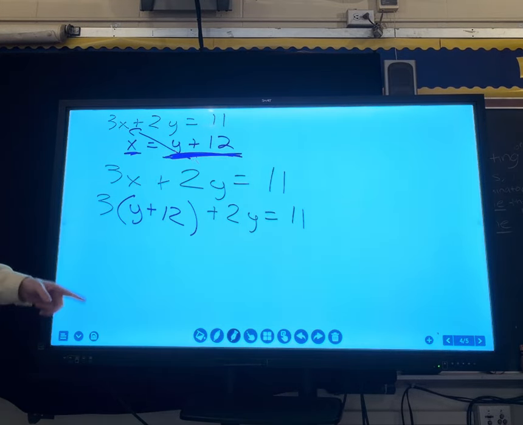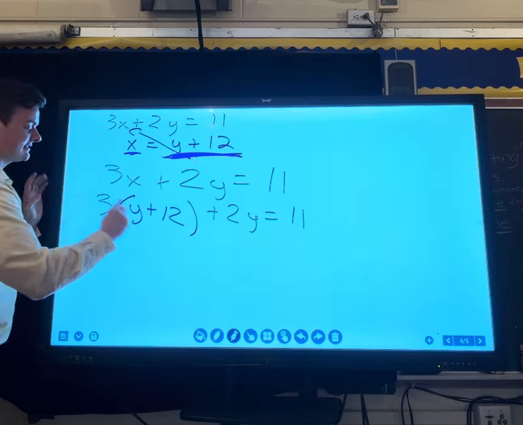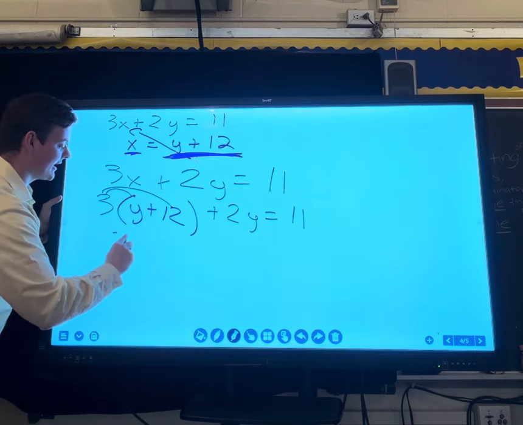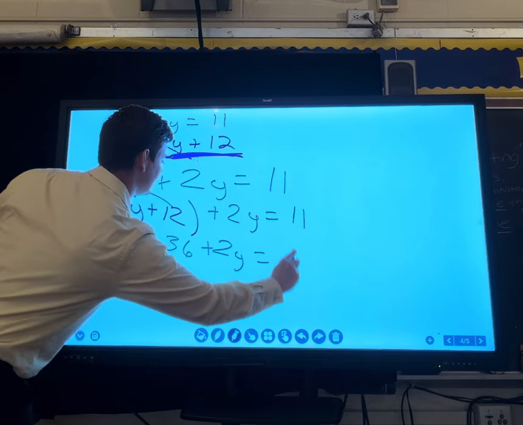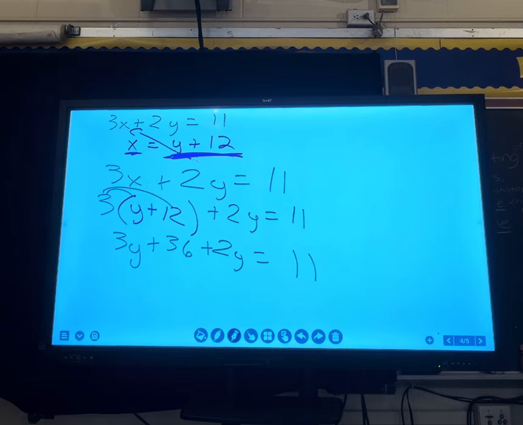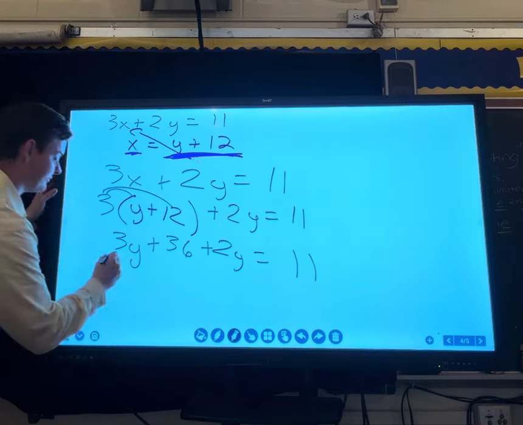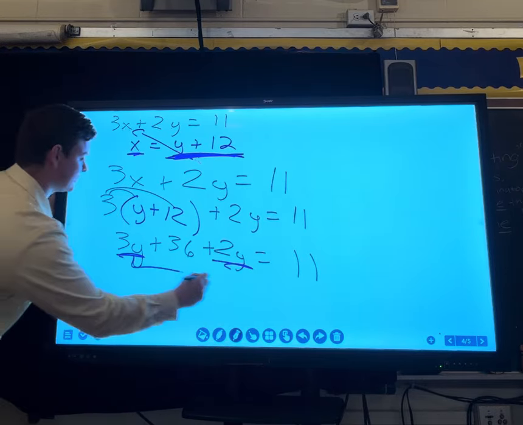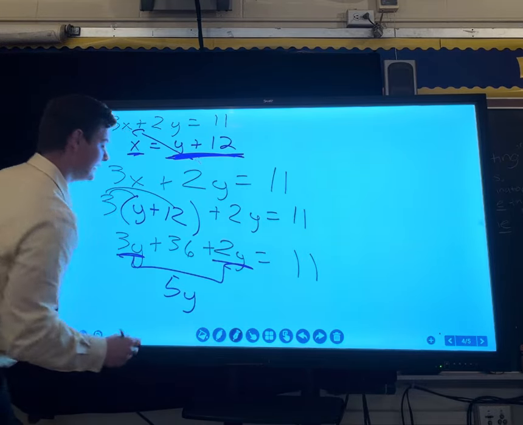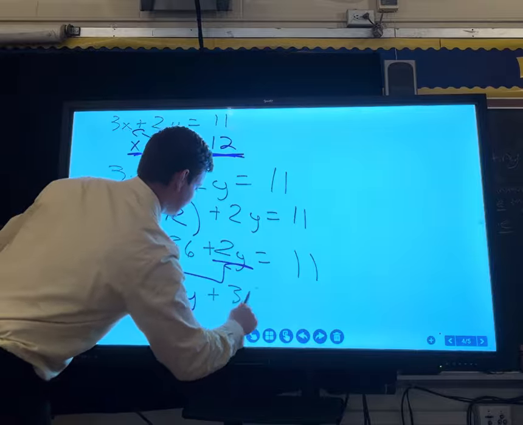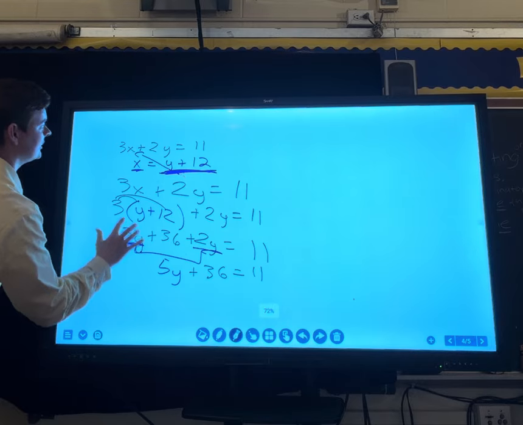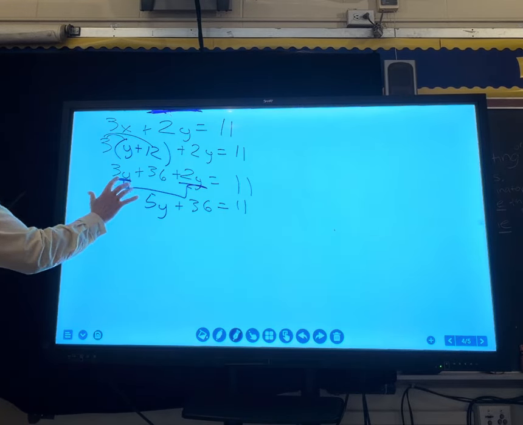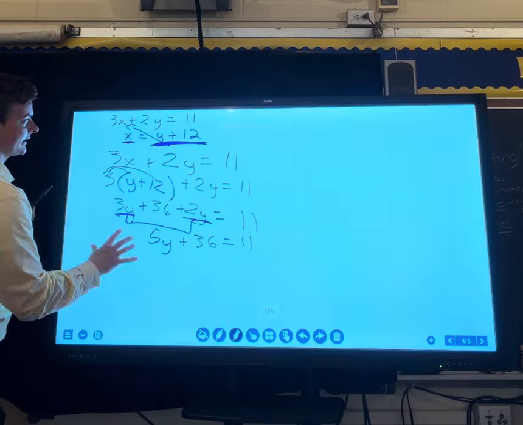I still have math to do. There's a 3 outside of this parentheses, so I have to distribute it. And I get 3y plus 36 plus 2y equals 11. I have 3y and 2y. Those combined become 5y plus 36 equals 11. I'm going to zoom this out, move it up a tiny bit.